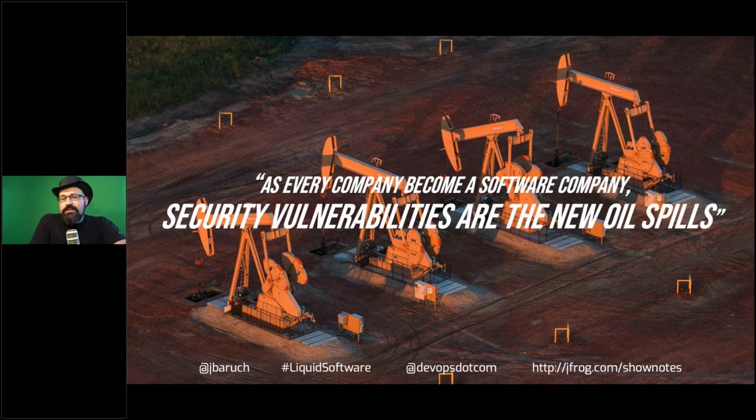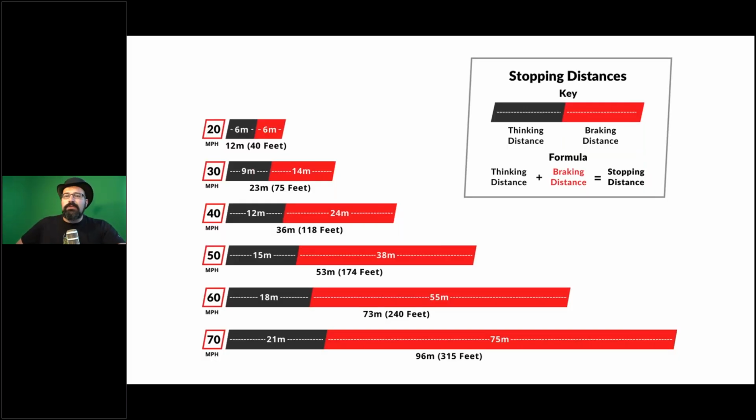It is fixed by different measures. And you can think about security vulnerabilities as you used to think about stopping distances when you did your driver license test. Back then, you probably were explained that there are two different parts to the stopping distance, the thinking distance and the braking distance, and they're very different in nature.